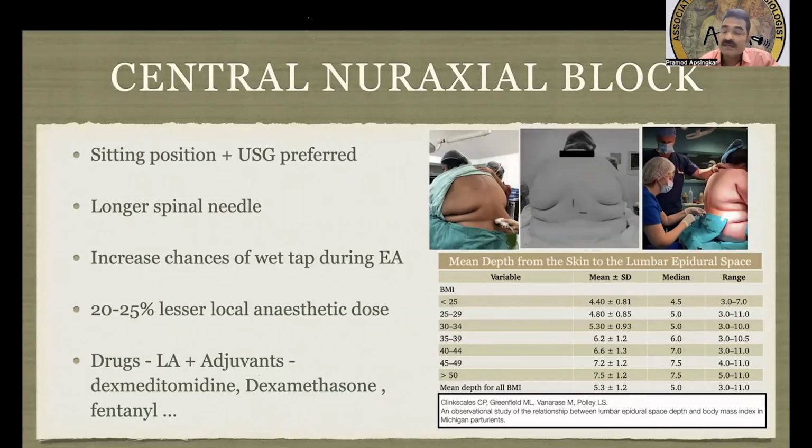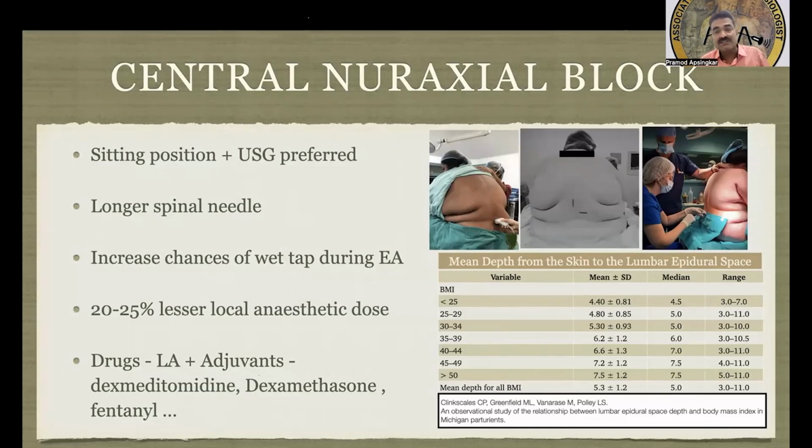So a longer needle is needed, and for marking of the spinous process, you can use the sonography machine, and then you can give the drug. So how much drug should be given? It's almost 20 to 25% lesser drug is needed because of the obesity. There is increased intra-abdominal pressure, and the epidural blood vessels are engorged, which reduces the space of the epidural and spine both.